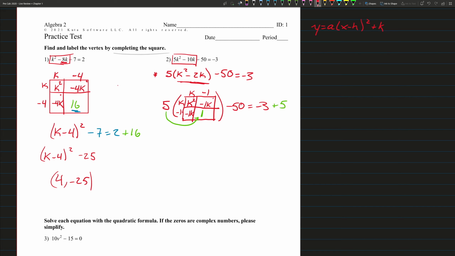So if we write that out kind of neatly, the area of this box is k minus 1 squared with 5 out front. And then we added 5 to the right-hand side because we added 5 to the left-hand side. Then we get everything to the left, and we have our function in vertex form. So negative 3 plus 5, that's positive 2. Subtract 2 over, so minus 52. So this is our equation in vertex form. And then our vertex is 1 comma negative 52.